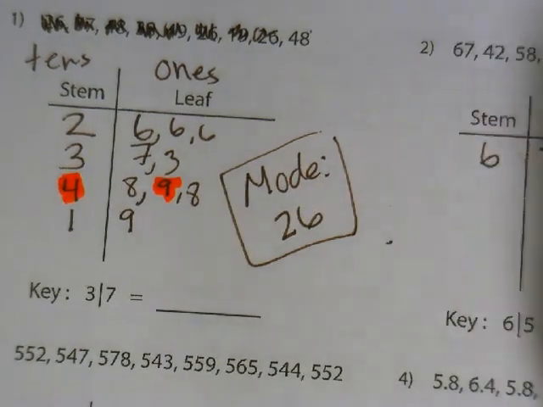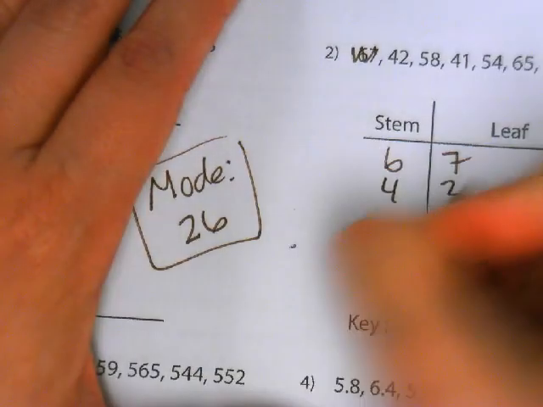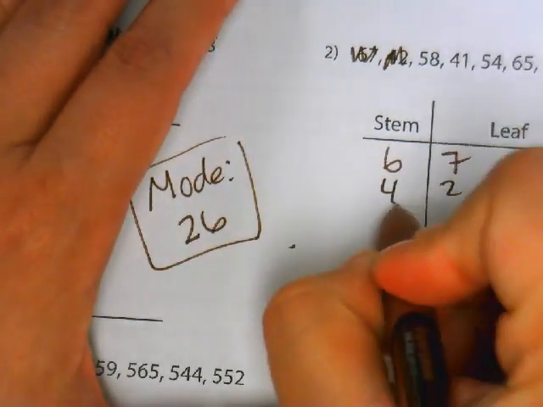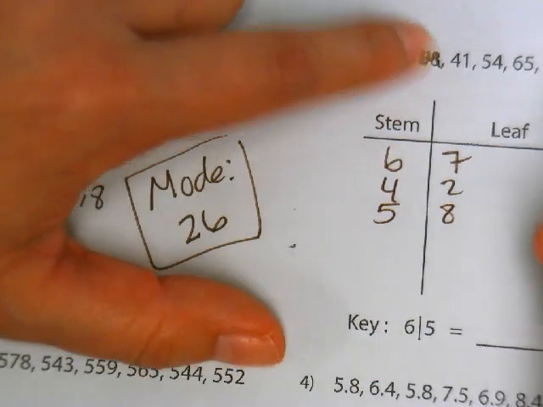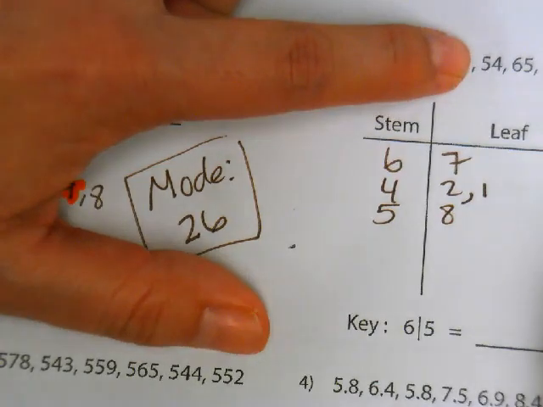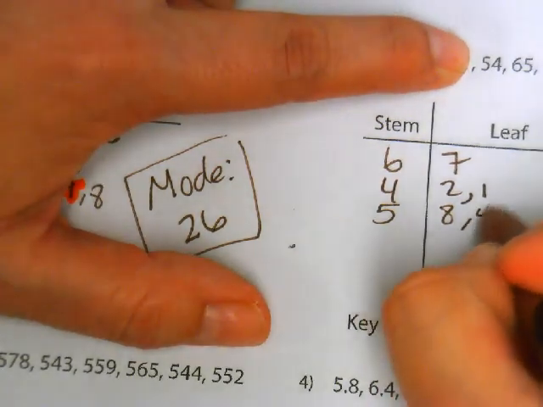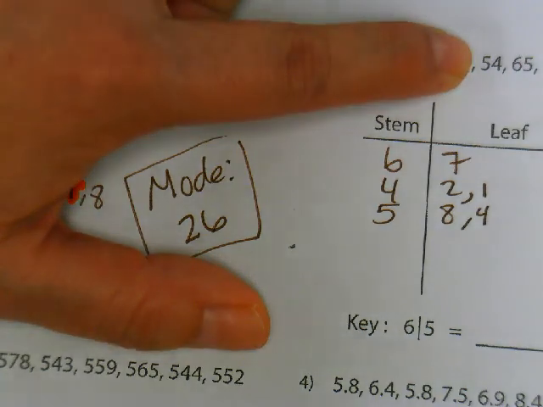6 and then 7, and then I don't have a 42, so 4 and 2, then 5 and 8. I already have a 4, so I only need to add the 1. I already have a 5, so I only need to add the 4 because I already have a 5 written down. Ain't no need to repeat.